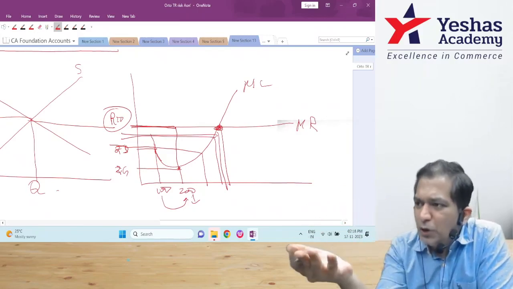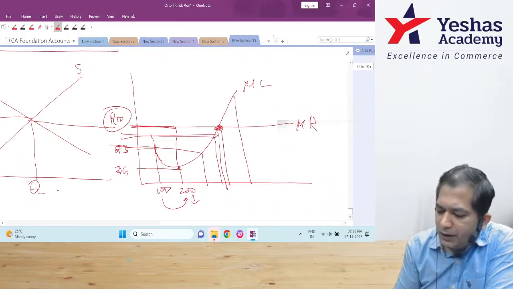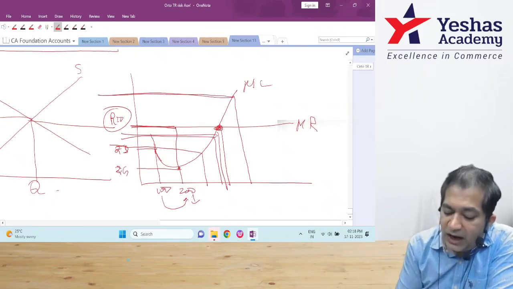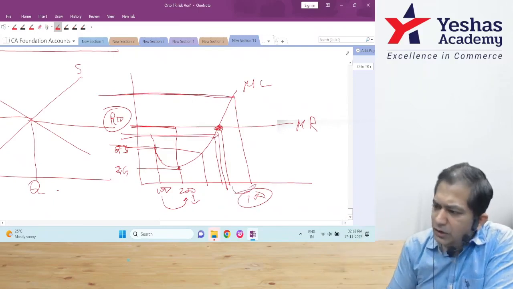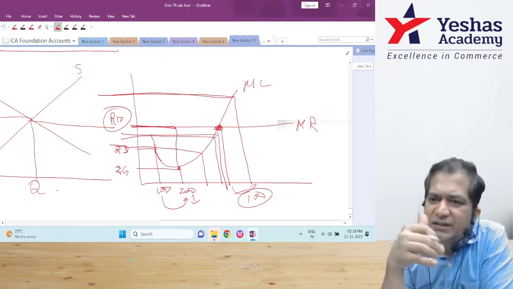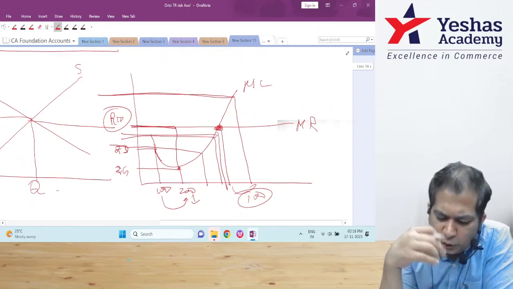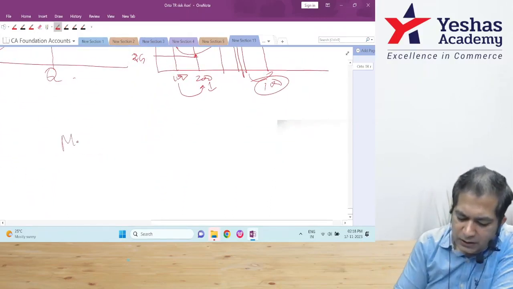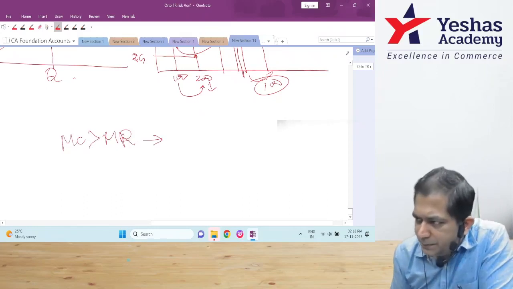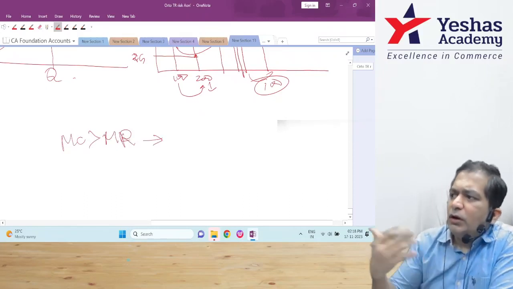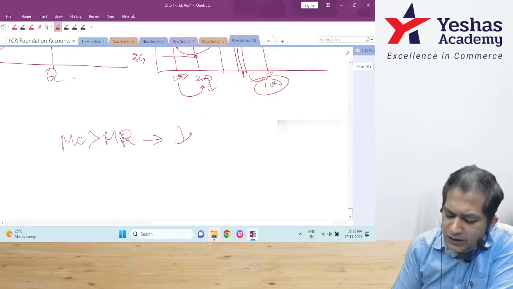Because if you produce beyond this point, then your marginal cost rises sharply. And now you are in the negative zone because the additional cost of producing, let's say, 100 units is more than the revenue that you generate by selling these extra 100 units. So are you in a good situation like this? No. When MC is more than MR, you are at a disequilibrium wherein your revenue is lower than your additional cost. You should decrease your level of output.